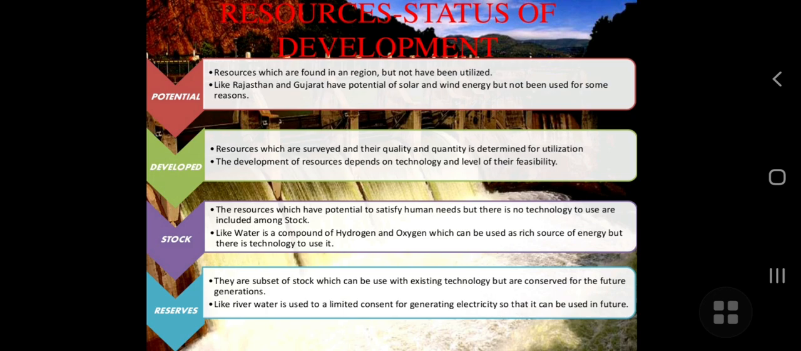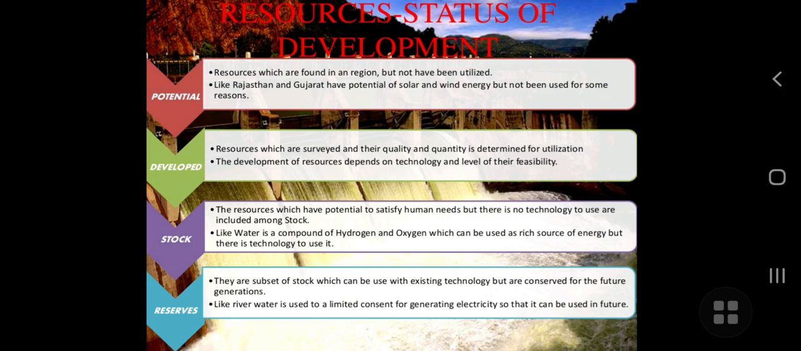Now, let us understand stock. These are the materials in the environment which have the potential to satisfy the human needs but could not be used as the human beings do not have the appropriate technology to convert them into usable form. For example, water is a compound of two inflammable gases, hydrogen and oxygen, but human beings do not have required technology to use them as a source of energy.